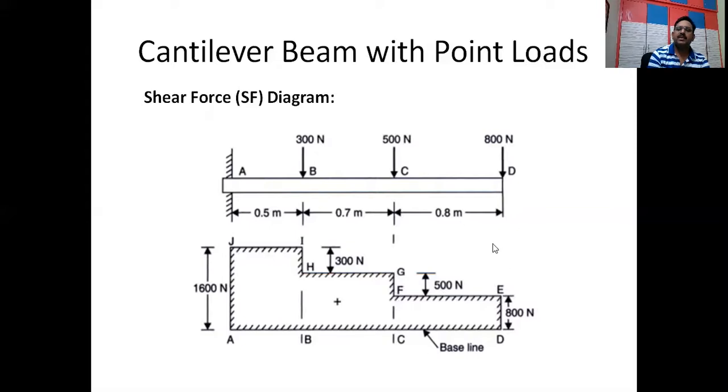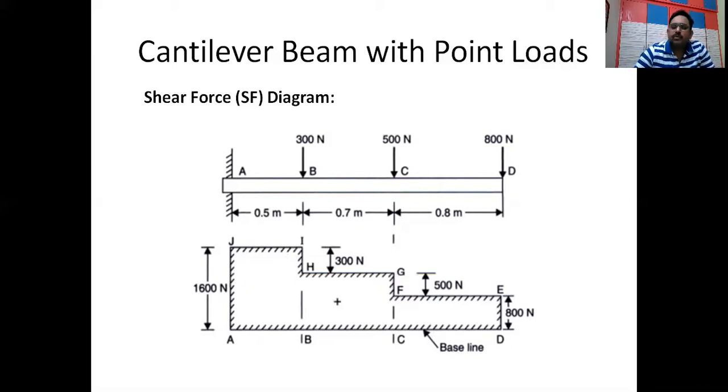From here, 800 Newton is working. Then the shear force will change at D point from 800 Newton to 0. It started here and you have to draw a parallel line because it's a constant. The shear force is not changing between these sections. That's why you have to draw a line parallel to the baseline to complete the shear force diagram, and it should be indicated with a positive sign and drawn above the baseline. Then only it will be positive. This is how you have to draw a shear force diagram for the given problem.